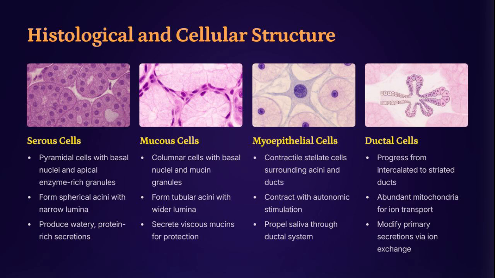Then come the myoepithelial cells. These are star-shaped contractile cells that wrap around the secretory units. Think of them like tiny muscles that squeeze the glands to help push the saliva out into the ducts. Finally, we have ductal cells, which line the pathways that carry saliva to your mouth. As saliva passes through, these cells modify it by reabsorbing and secreting ions, kind of like a final filter to adjust its composition. So, the teamwork of these 4 cell types ensures that your saliva is not only produced efficiently but also tailored to suit your body's needs at any moment.